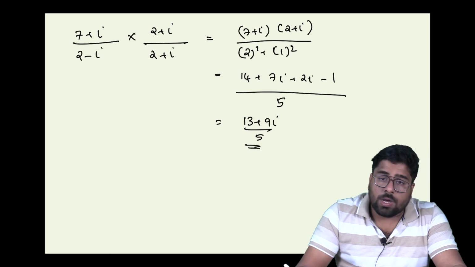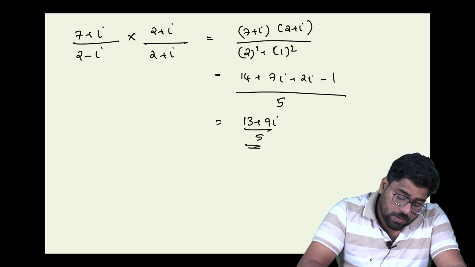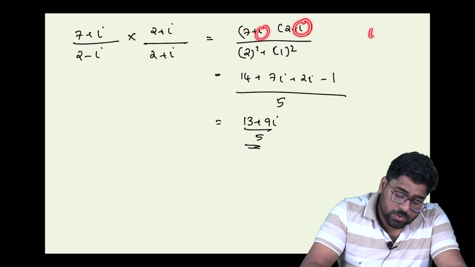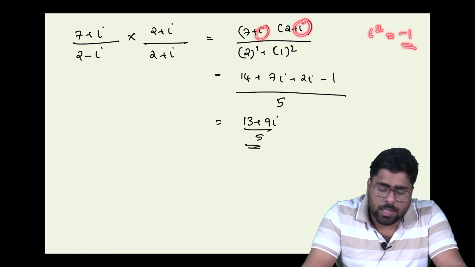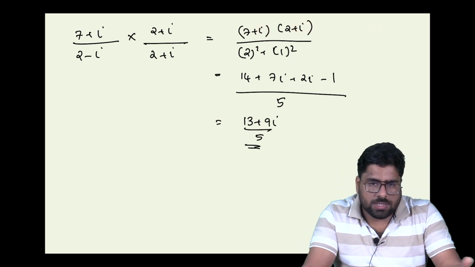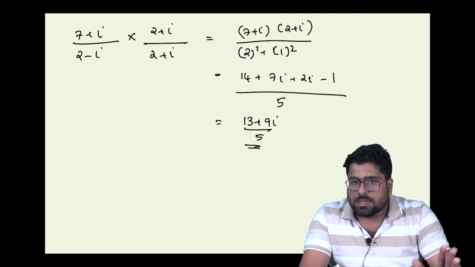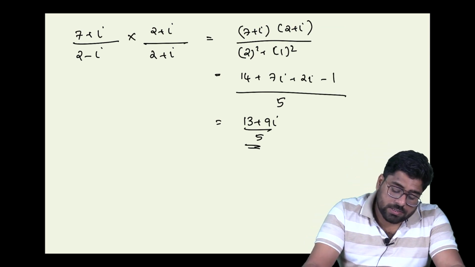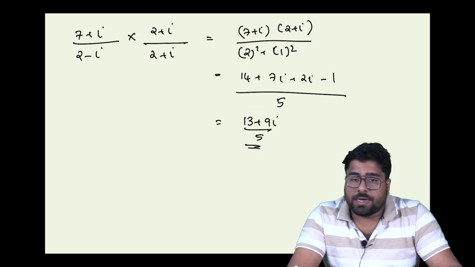If you have a doubt in how i into i became i square, it is just by multiplying this i and this i. So, it is going to be i square, which is directly replaced by minus 1. That's it. Nothing more complicated. Fine. So, your answer is going to be 13 plus 9i divided by 5.